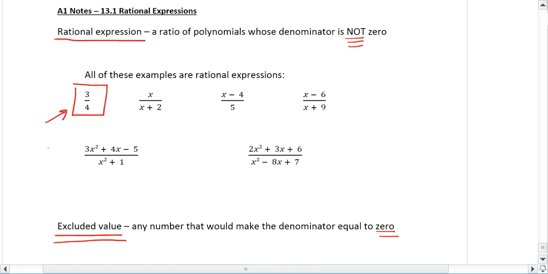Let's look at 3/4, for instance. Is there any number that would make that denominator 0? And the answer is no, the denominator is 4. So this one has no excluded values.